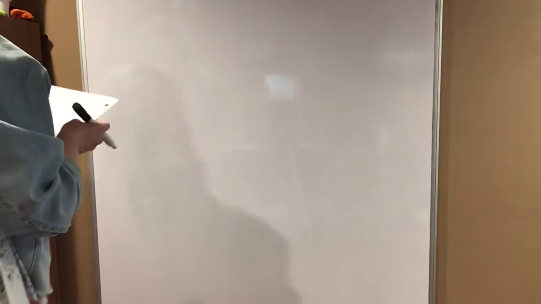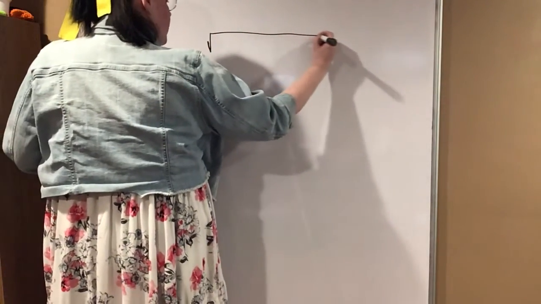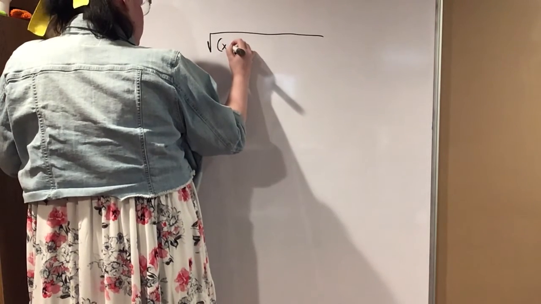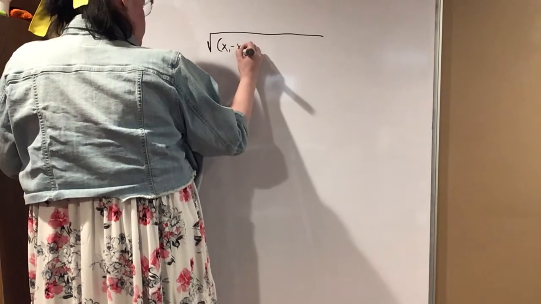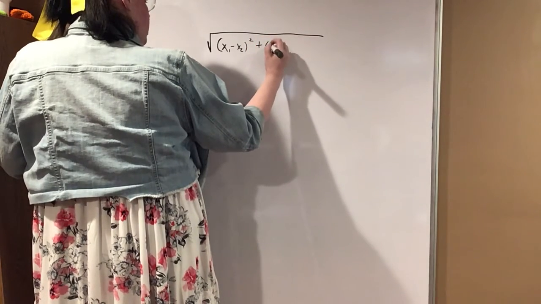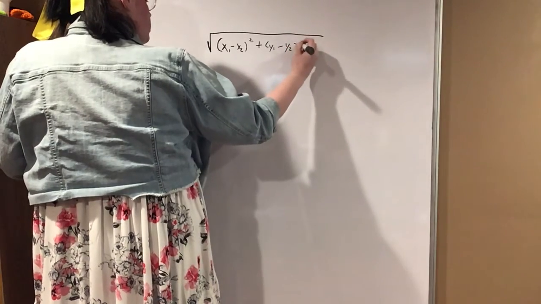So the distance formula is written out like this. Given a radical, and you have x1 minus x2 squared plus y1 minus y2 squared.